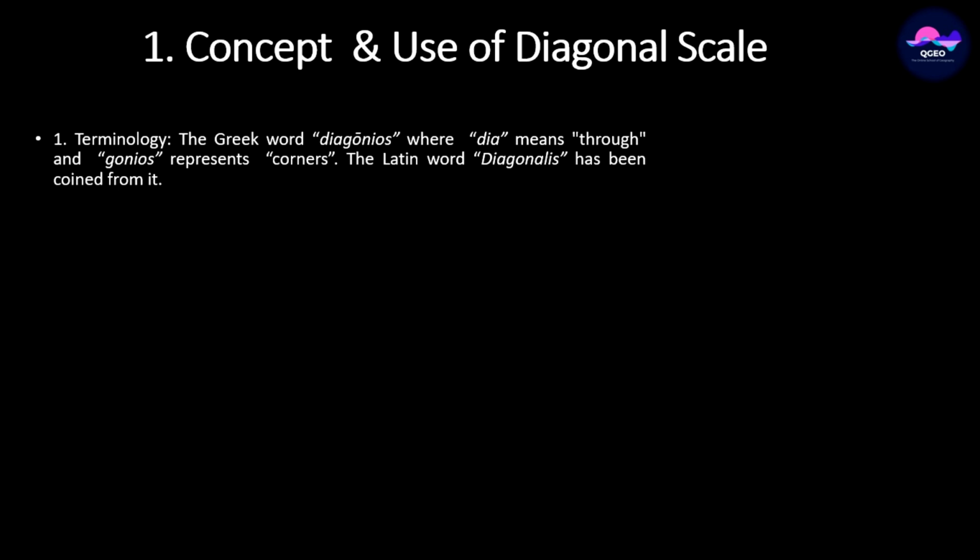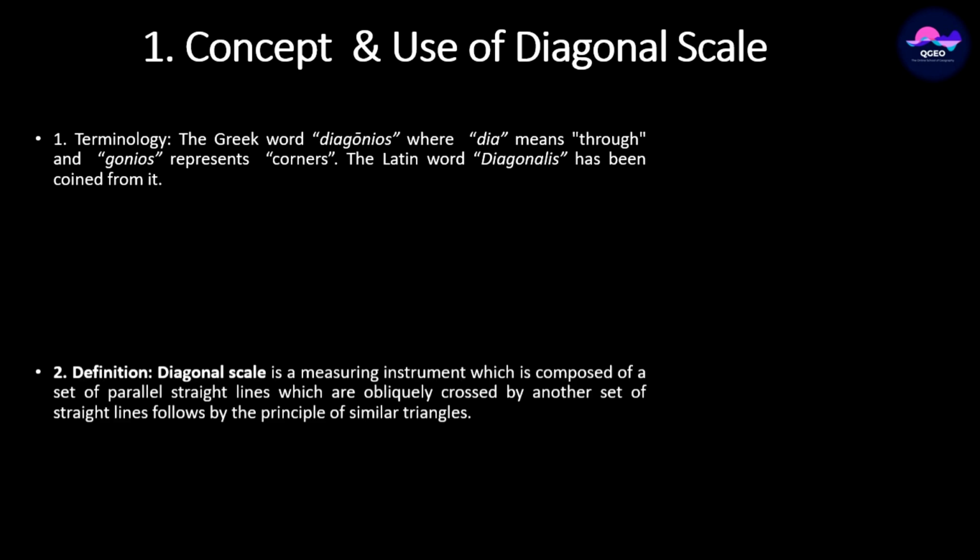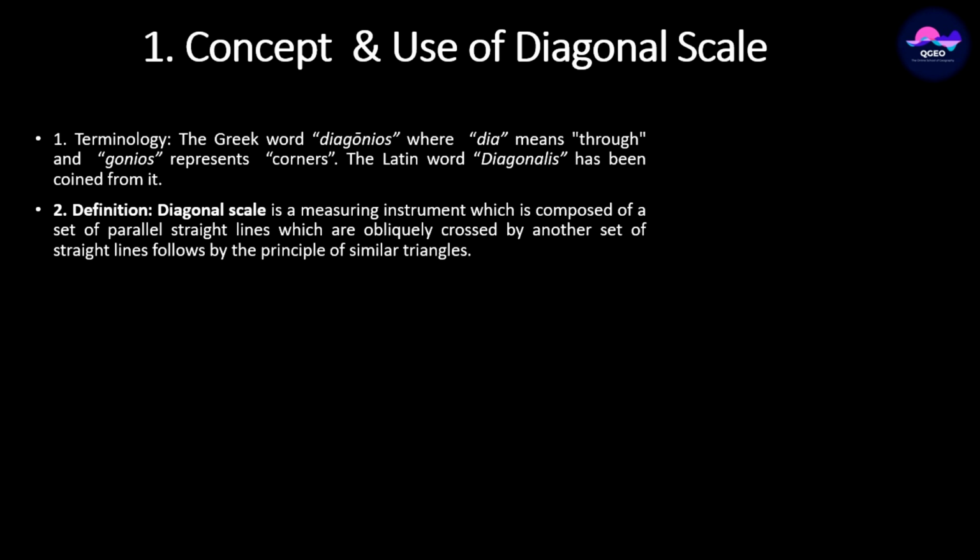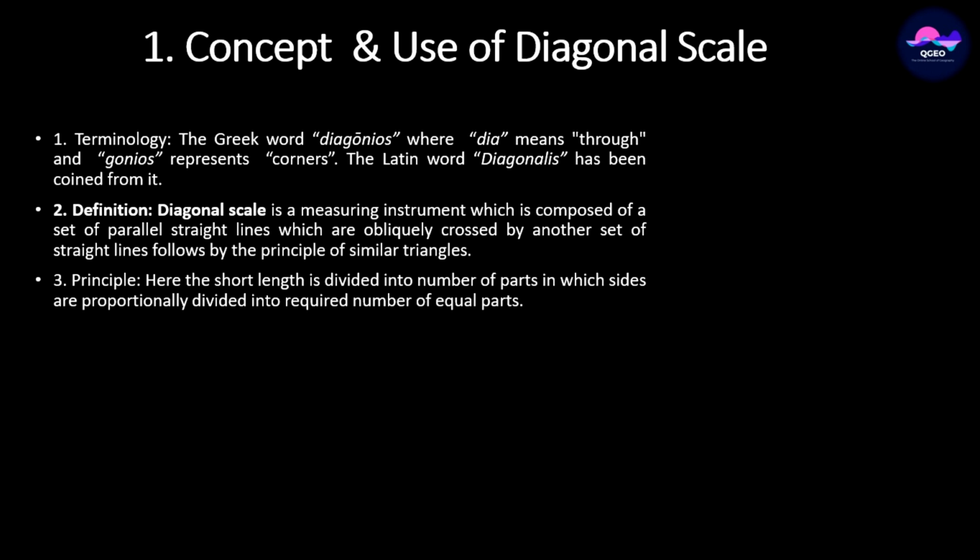Concept and use of diagonal scale. At first, terminology. The Greek word diagonias, where dia means through and gonias represents corner. The Latin word diagonalis has been coined from it.